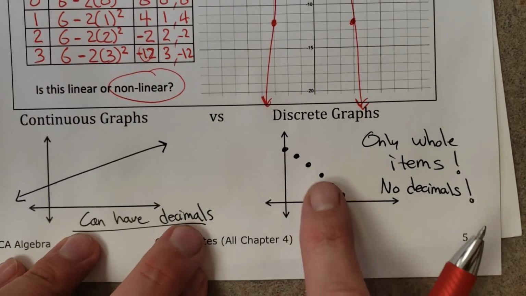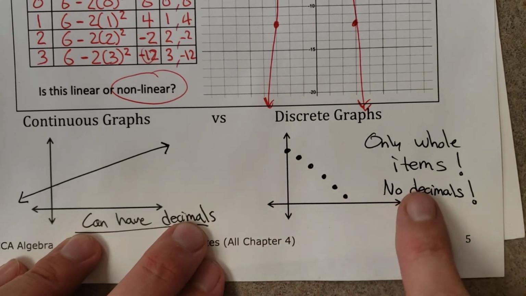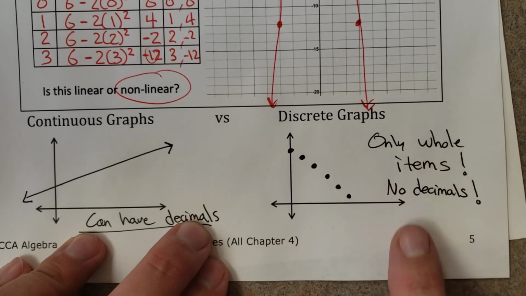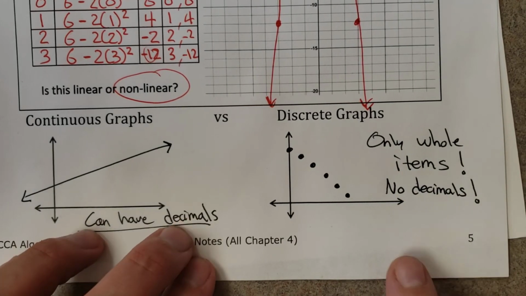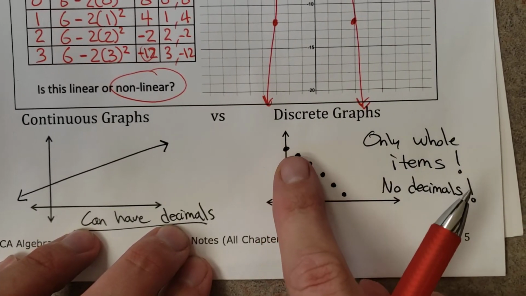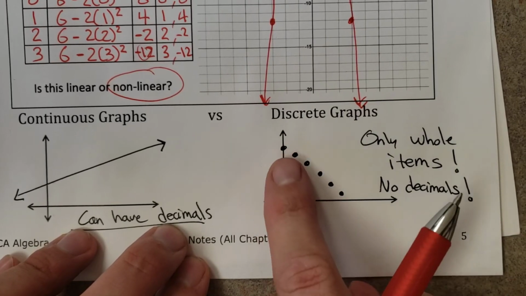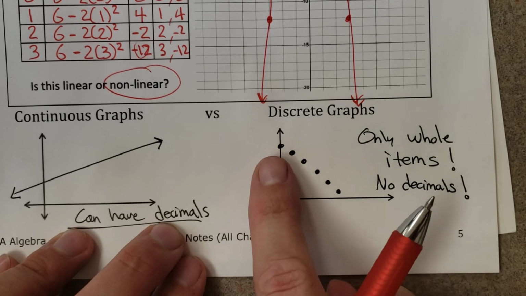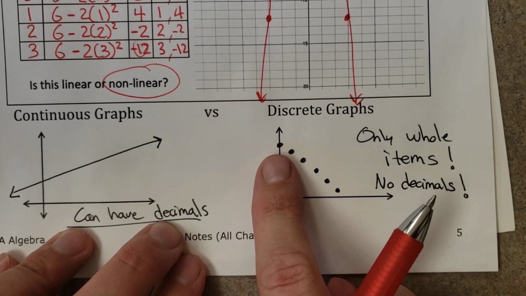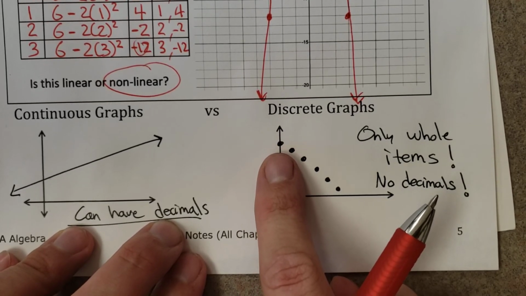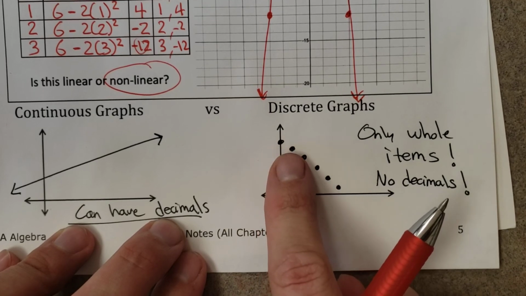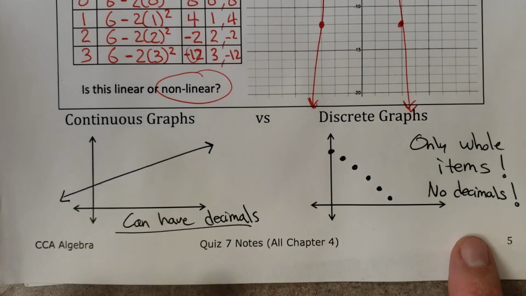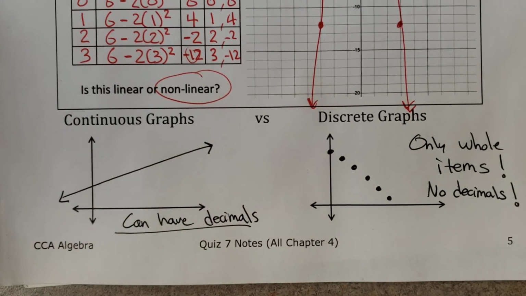A discrete graph is when you only graph individual coordinate points. Sometimes you graph things based off whole items, like when there are no decimals. This would be a graph of you losing one thing at a time, like you're handing out candy bars and you're not cutting them into decimals. You just have this many, then you lose one, then you lose another. You have whole items left. Continuous is when you can throw any decimal you want in there.